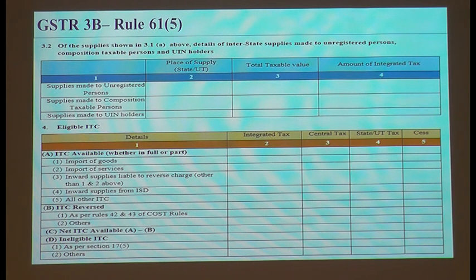So even while obtaining ITC, I need to give the breakup. How much is from import of services, how much is from import of goods, how much is inward supplies wherein I have paid the tax under reverse charge, and how much is the inward supplies received from ISD and any other input tax credit. Same liability paid in August, whether I can adjust in the month of July liability?